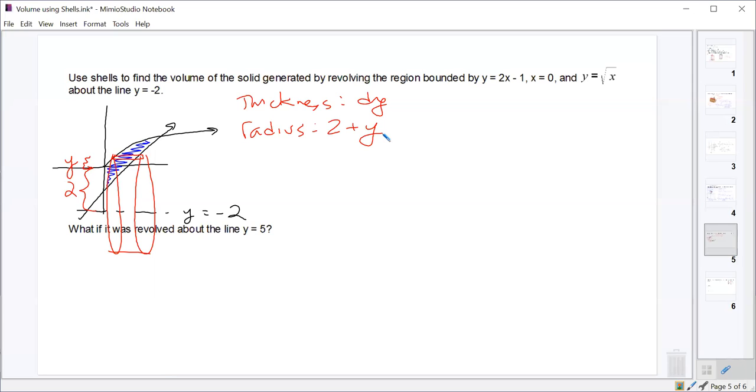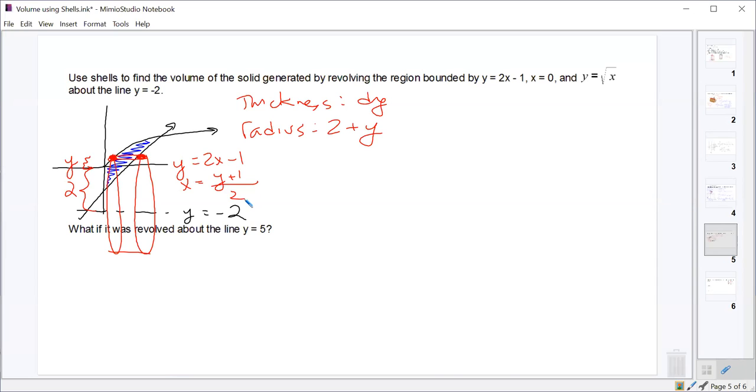The height is just the distance from here to here. Well, that's just the difference in the x values of the two functions. Just like the height on the previous problem was the difference in the y values of the two functions, this time it's the difference in the x values. So we have y equals 2x minus 1, that's the rightmost one. What does x equal? That should be y plus 1 divided by 2. So the rightmost x value is (y plus 1) over 2.